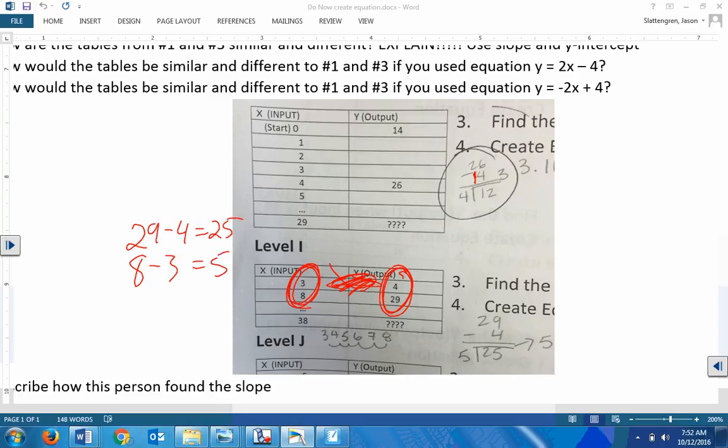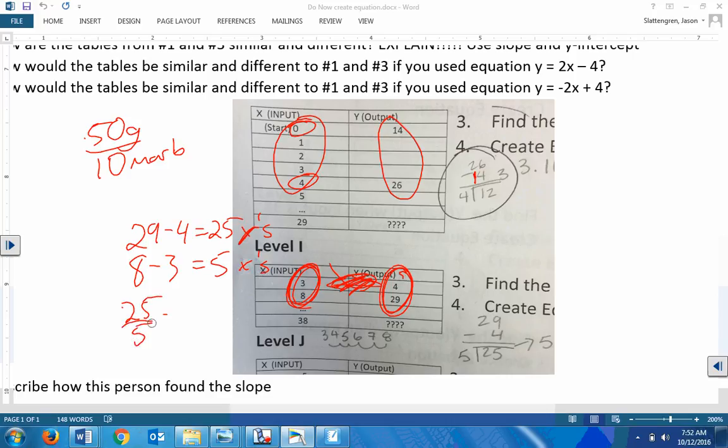That's what they did up here as well, right? You subtracted the 0 and the 4, and then you want it per 1. Just like last time, we had 50 grams for 10 marbles, but we want it for 1 marble, so we divided. So now we have 25 y's for 5 x's, and we want 1 x, so you take 25 divided by 5, and you get 5. In this case, our slope is 5.